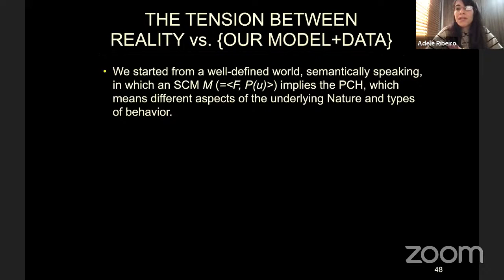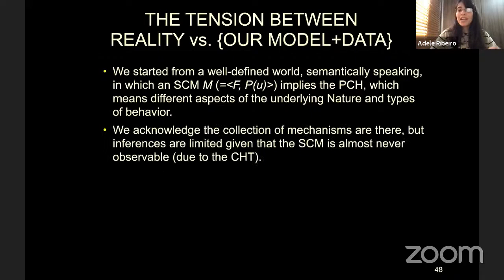And the structural causal model implies the causal hierarchy, which means that all these different aspects of the underlying system, the observational reasoning, the interventional reasoning, the counterfactual reasoning, are all implied by the structural causal model. But we acknowledge that this collection of mechanisms is almost never observable. We have the causal hierarchy theorem here, saying that almost never can we use the data to infer the true structural causal model. The layers never collapse. We cannot use just information from one layer to understand a higher layer.